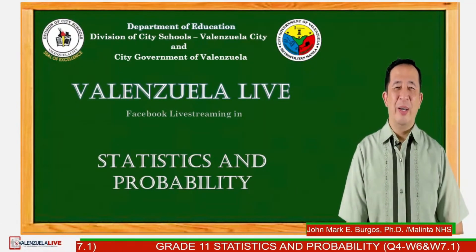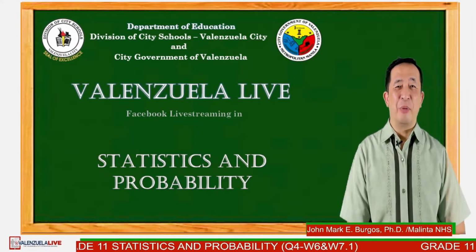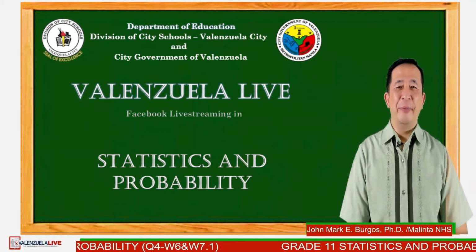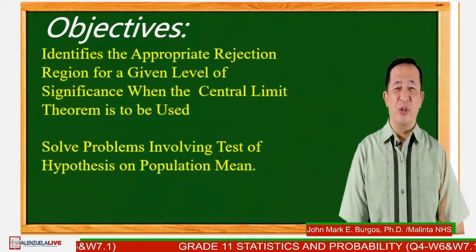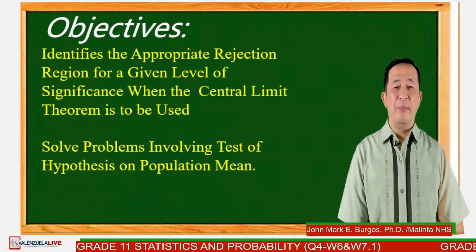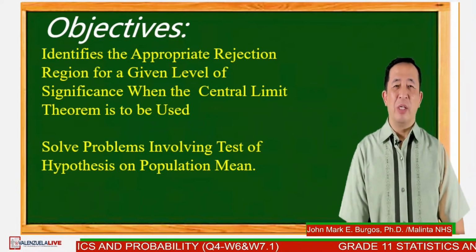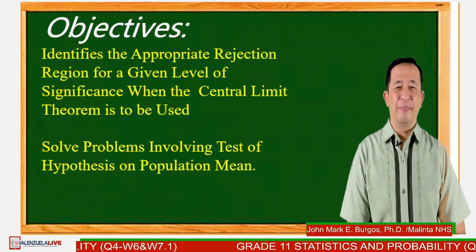Hello, I'm Dr. John Martin Bugos, teacher in Statistics and Probability. Our objectives for today are: identify the appropriate rejection region for a given level of significance when the central limit theorem is to be used, and solve problems involving test of hypotheses on population mean.